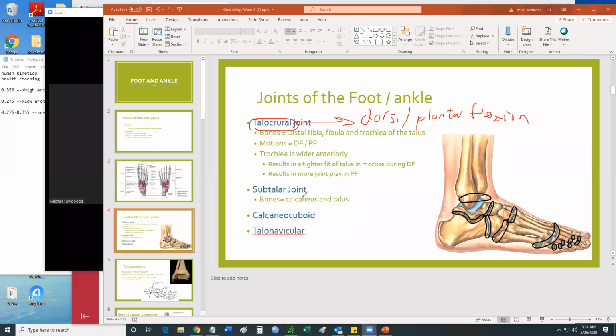And this combined with your subtalar joint gives you inversion and eversion.